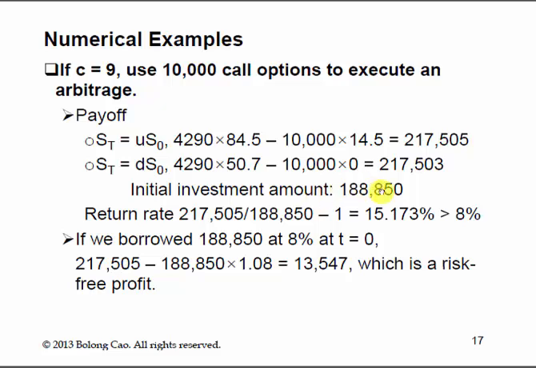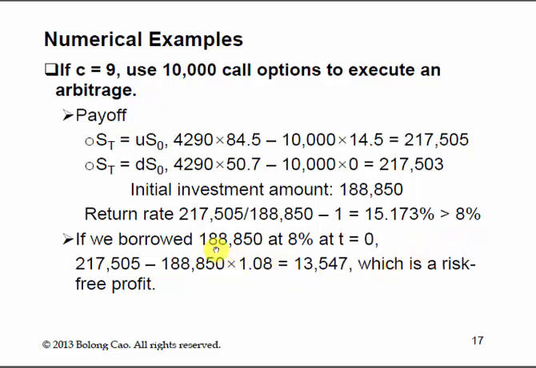The initial investment amount, if we haven't borrowed, $188,000 something, okay, is this number. So if we have put in our own money instead of borrowing, right, what kind of return do we have? 217,505 over 188,850. Okay, minus 1, we get the percentage return. That is 15.173%, which is higher than the risk-free rate.